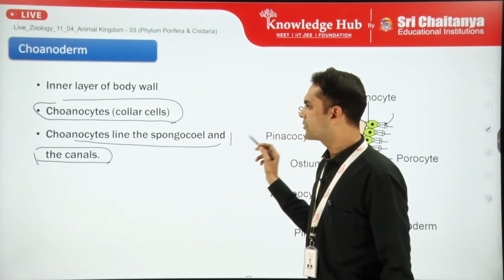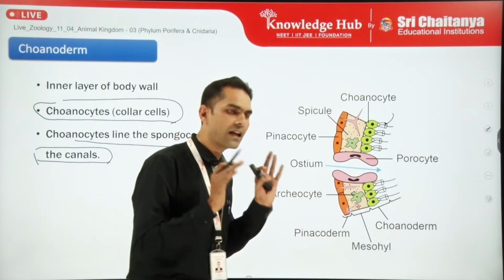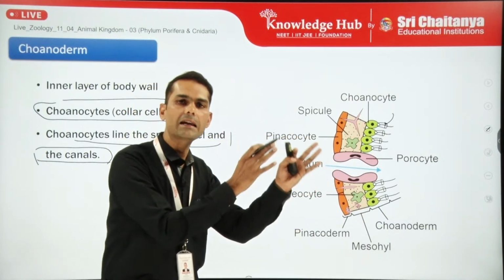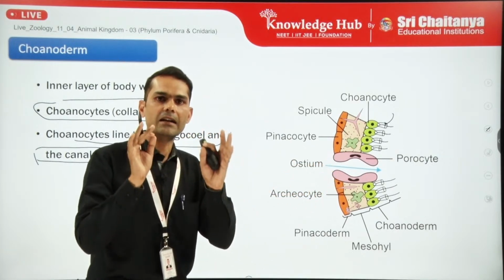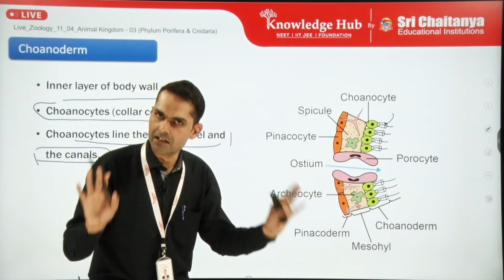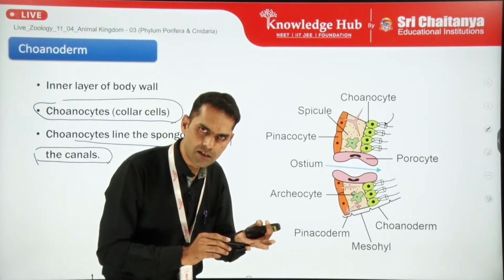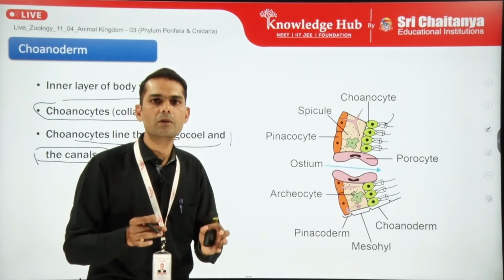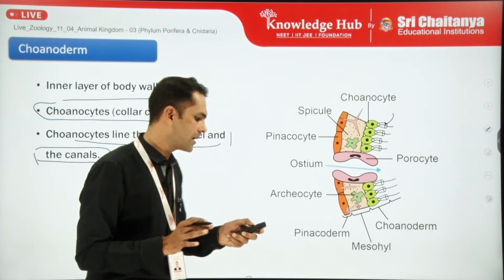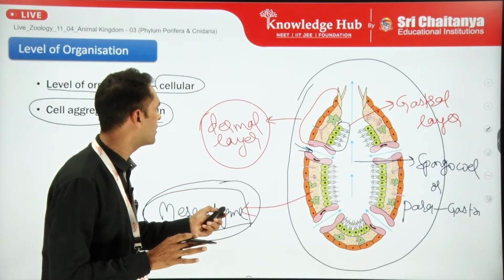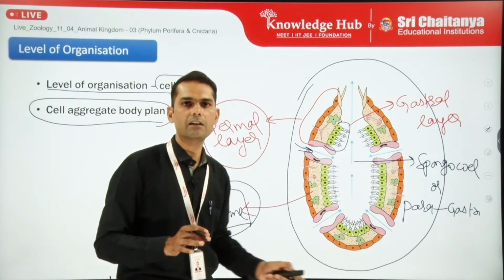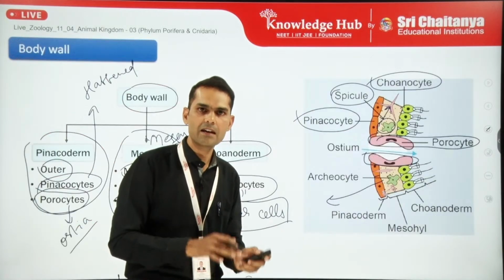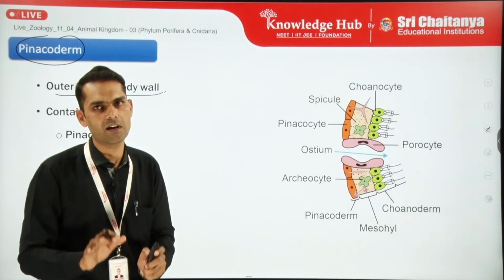So choanocytes line the spongiocele and the canals, and we can also call the spongiocele the paragastric cavity. So we can see that in this case there is no particular digestive system, no particular respiratory system, no particular circulatory or excretory system. So when it comes to digestion, digestion will not occur in the gastric cavity spongiocele. It will occur only and only inside the cell. Hence the digestion in this phylum Porifera is intracellular only.